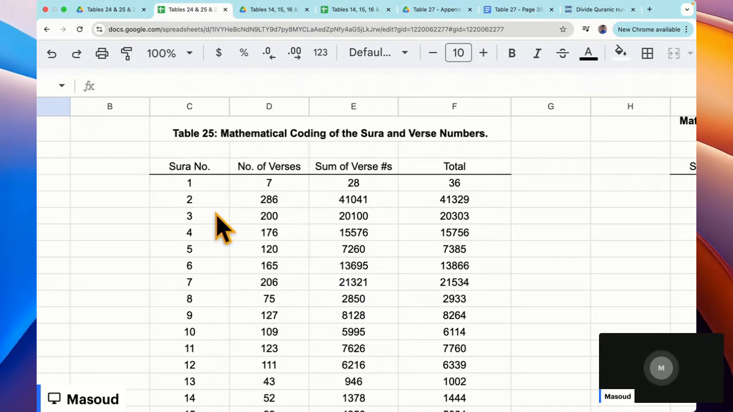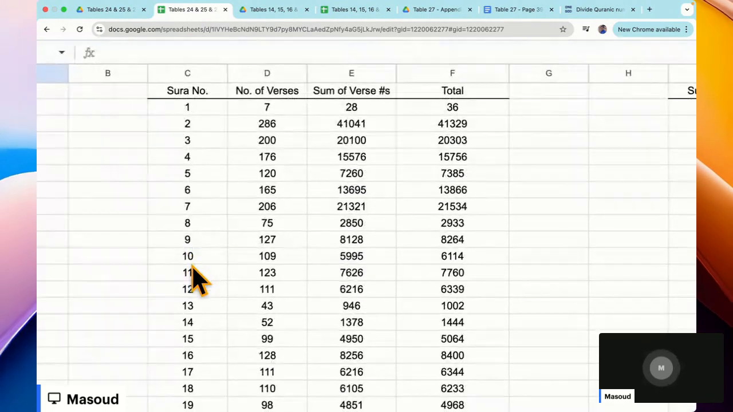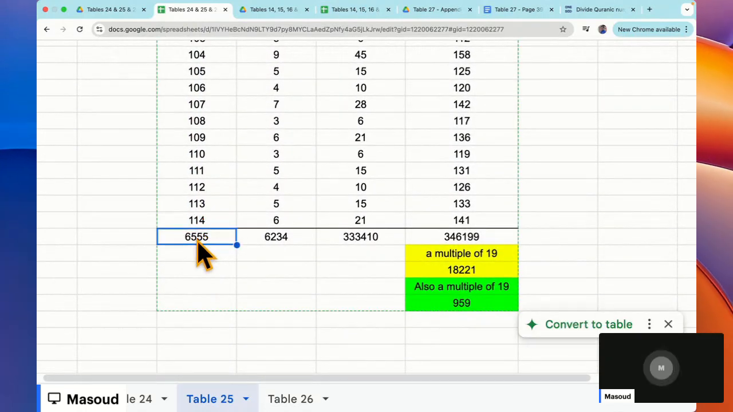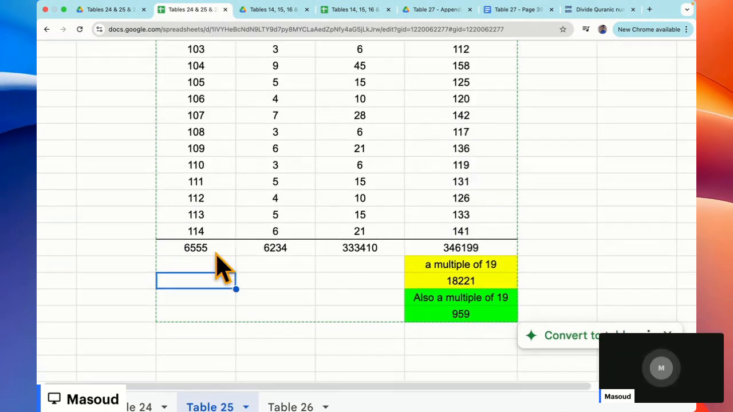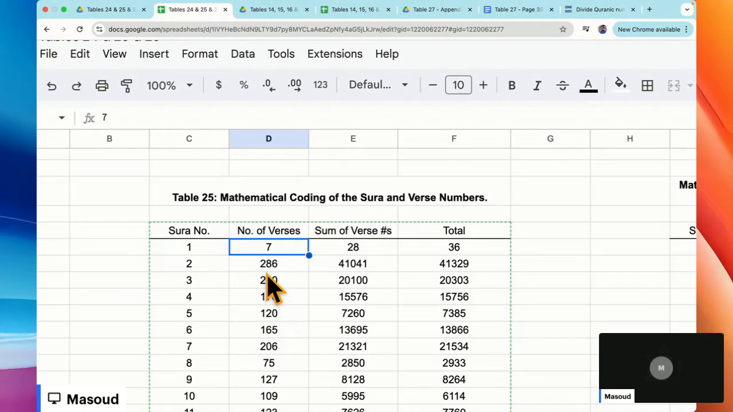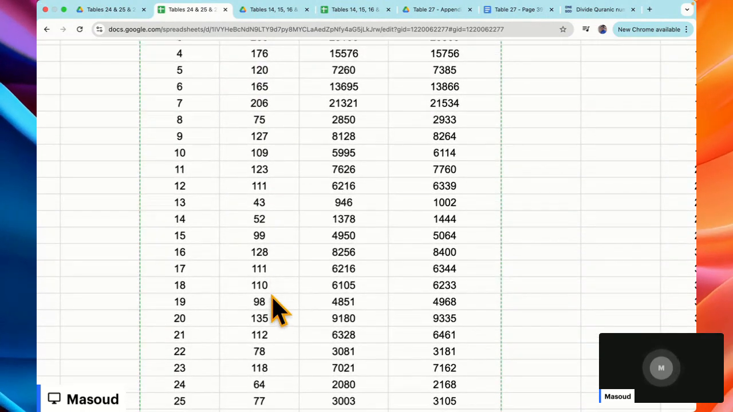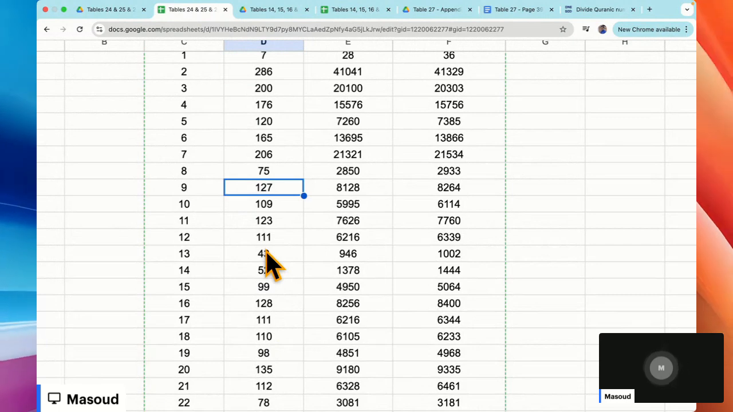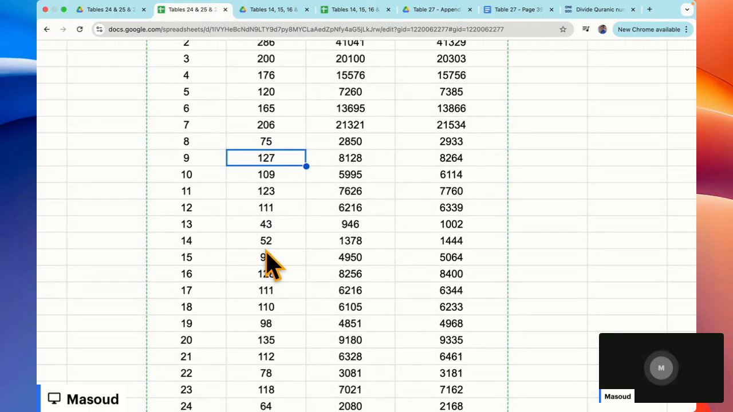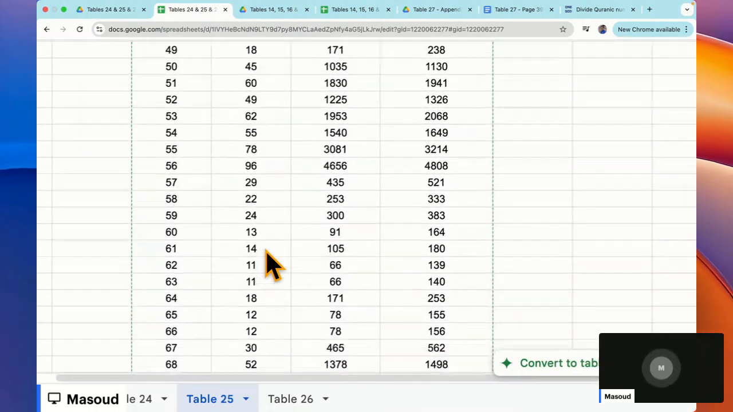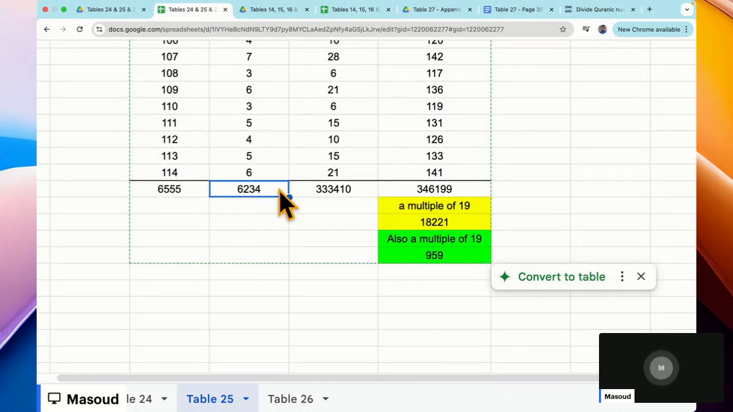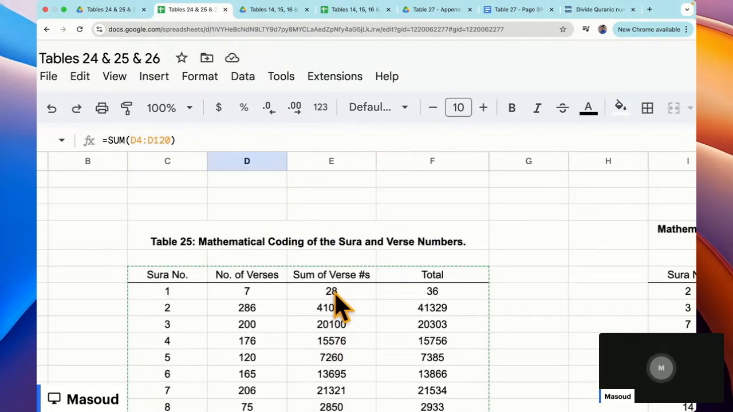Okay, so on the left-hand side, we have all the chapters or surah numbers of the Quran, 1, 2, all the way to 114. And then you have the total, the sum of all of those. Then you have the second column, the number of verses. Again, this is fixed. And remember, surah 9 is 127, because if it is 129, then the whole thing is going to collapse. It's not going to be a multiple of 19 anymore. And then you have all the verse numbers of all the surahs. That becomes 6,234.